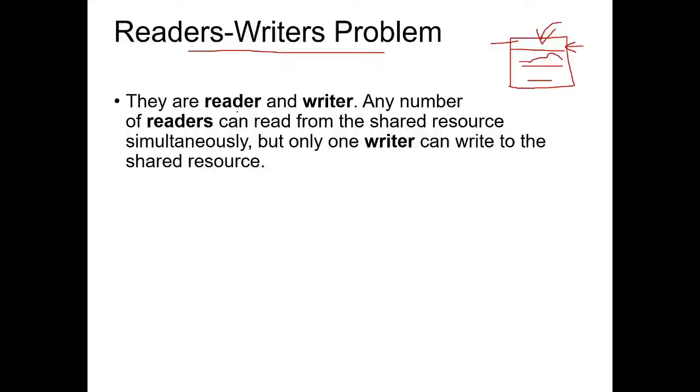So there are reader and writer processes. Any number of readers can read the shared resource simultaneously, but only one writer can write to the shared resource. So proper synchronization must be done between the readers and writer so that they do not clash with each other. The algorithm is written using semaphores to synchronize both readers and writers when they are sharing the same resource.